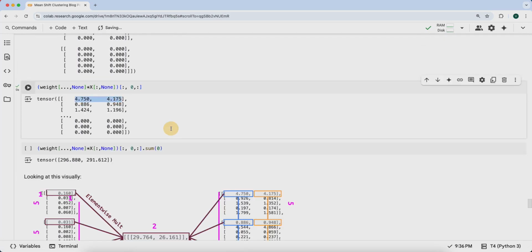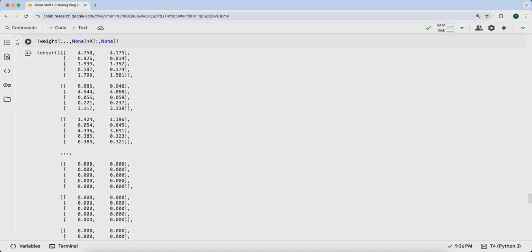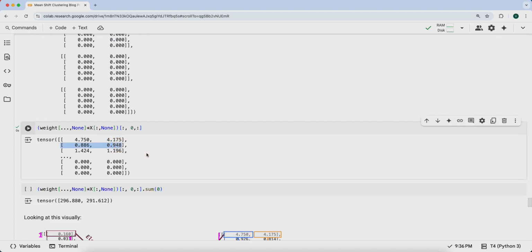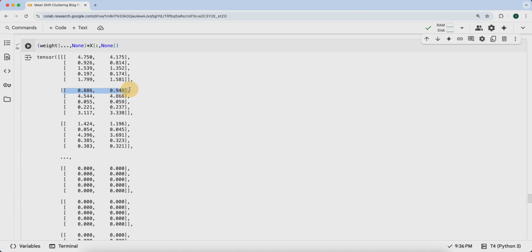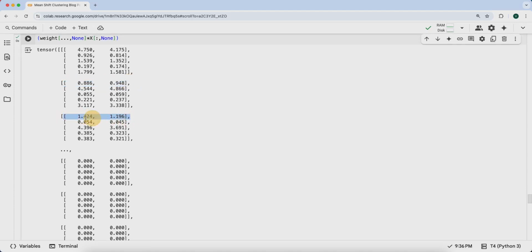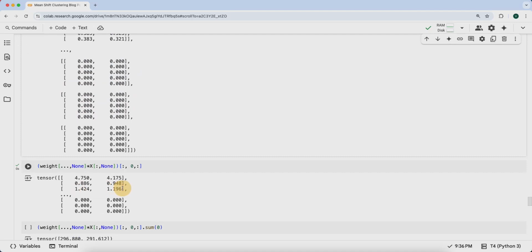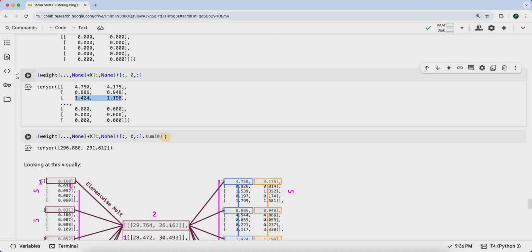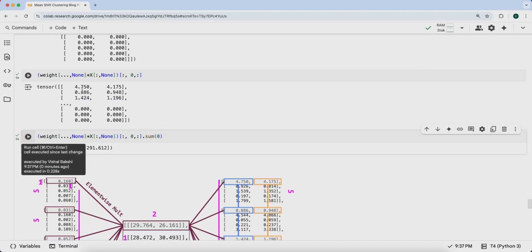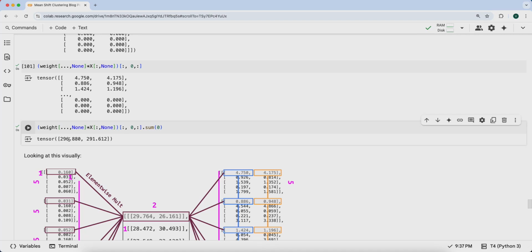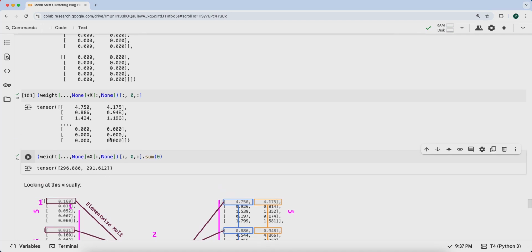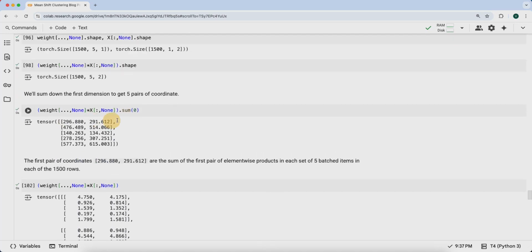We get 4.75 and 4.175. That's the first item of the first row. All right, so here's the first row, and we're taking the first item because we're concerned about the first item in the batch. Next, we have 0.886 and 0.948. That is, again, the first item of the next row. The first item of the next row should be 1.42 and 1.196, which it is, and so on and so forth. So if we take the sum of this, skipping down the rows, just taking the first pair of coordinates, we get our value of 296.88, comma 291.612, which is what we had up here.